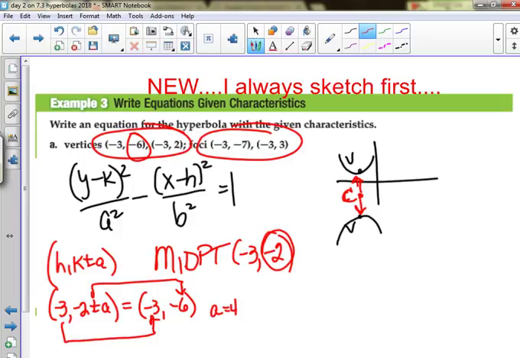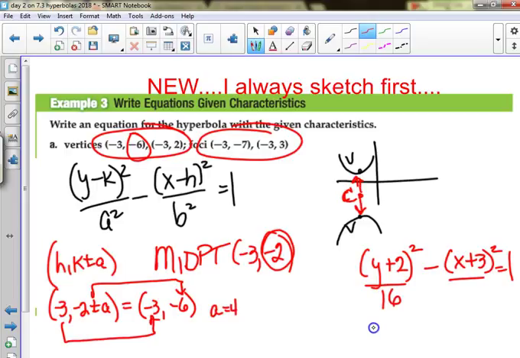All right, so tell me how to start this equation. y plus 2, as I'm just filling this in, squared minus x plus 3 squared equals 1. We know one more thing already. What is it? a is 4, so this is 16. Okay, what are the foci going to help us find? Not b, right? They're going to help us find c. The equation for the foci is h comma k plus or minus c.